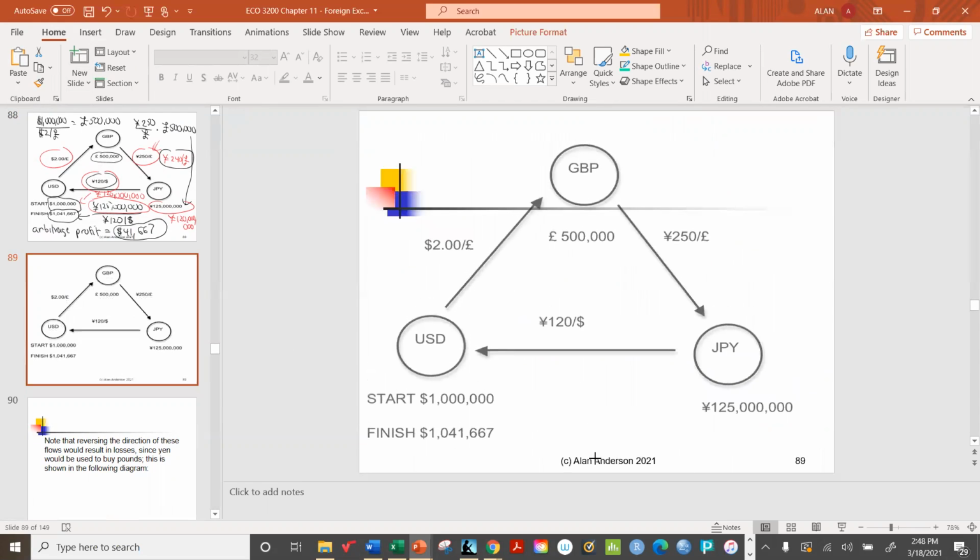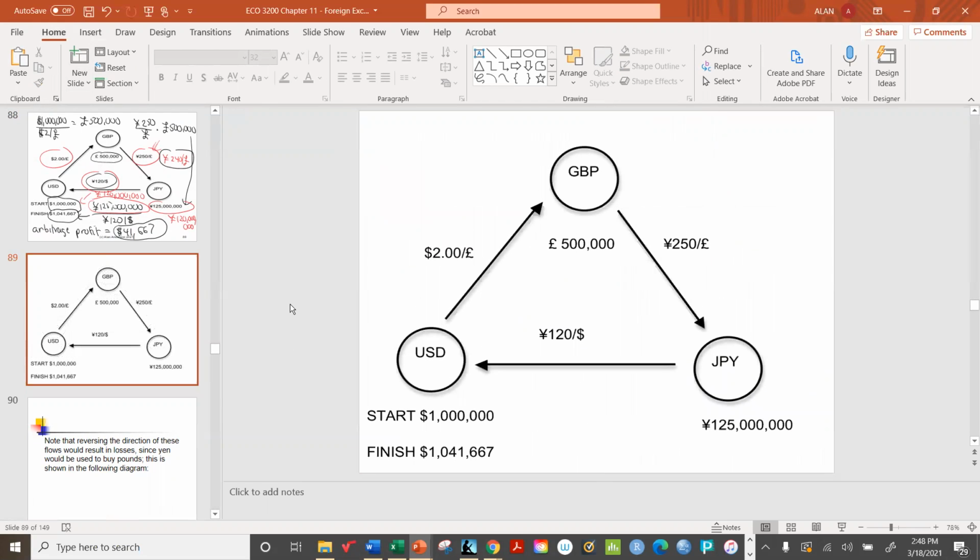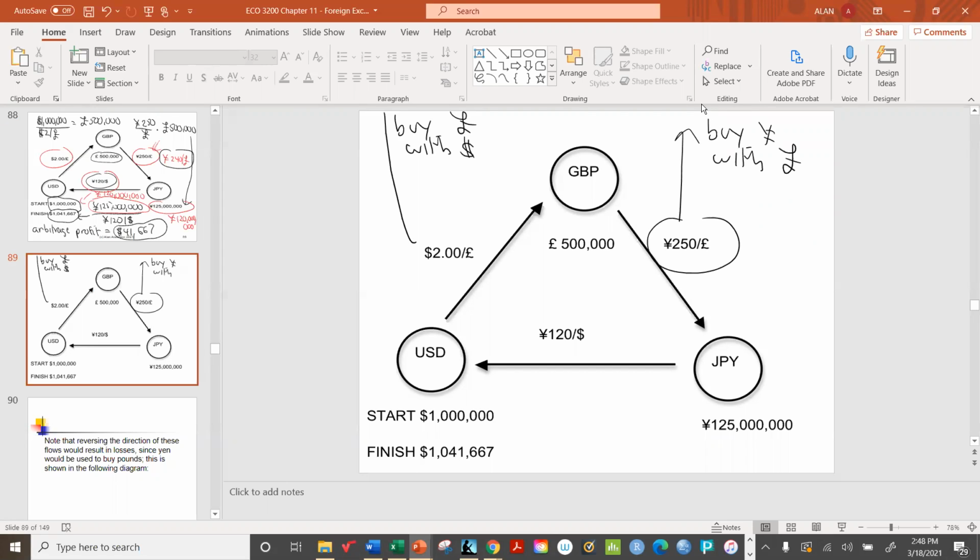So guess what we've done? Exactly what you would have thought. Here we buy pounds with dollars. Now this step by itself doesn't bring us any profits. We're just paying what you would consider to be the correct price for the pounds. This is the part right here where we make our money. Buy yen with pounds. Okay, so the dealer here has goofed and they're giving us too many yen for each pound that we bring them. And so we come down here and we have 125 million yen.